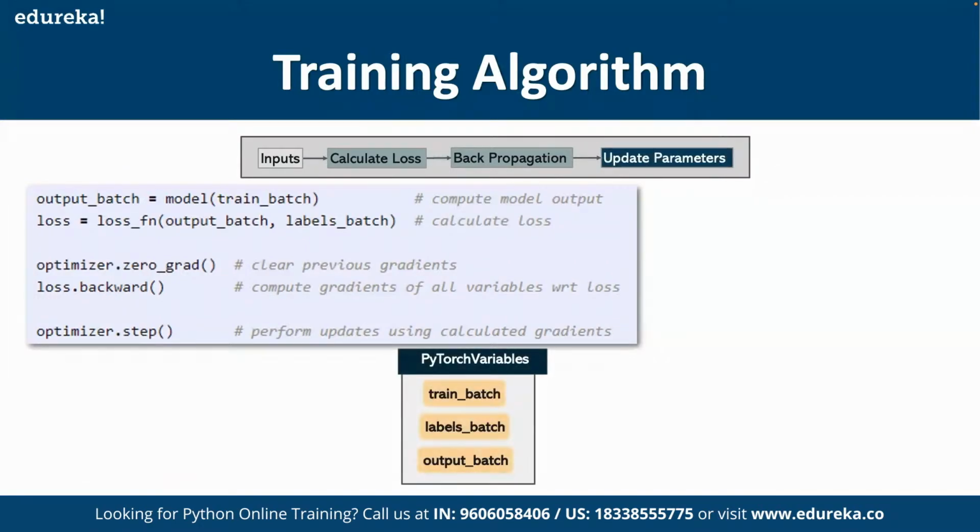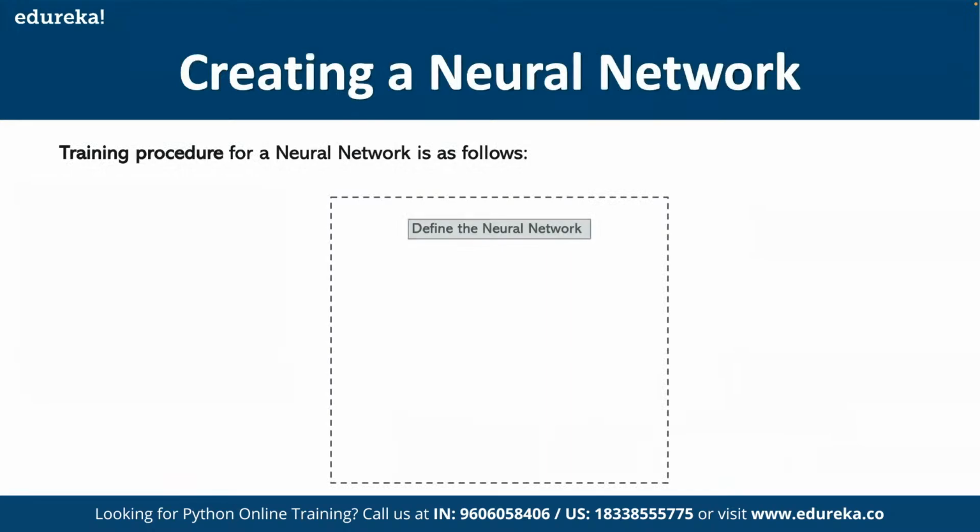So in this example, the train batch, labels batch, and the output batch are the variables that we'll be working with, and these derivatives are calculated automatically. That's the beauty of the automatic differentiation functionality. Okay, now when we want to create a neural network, we'll first define a neural network.